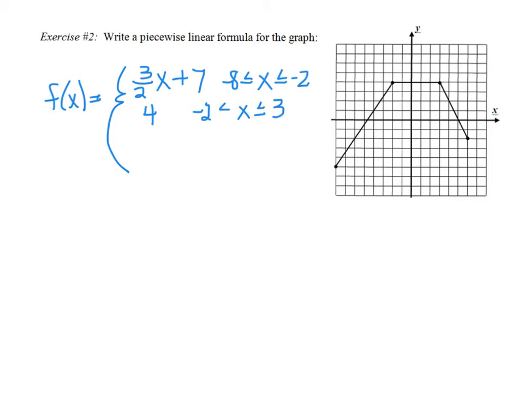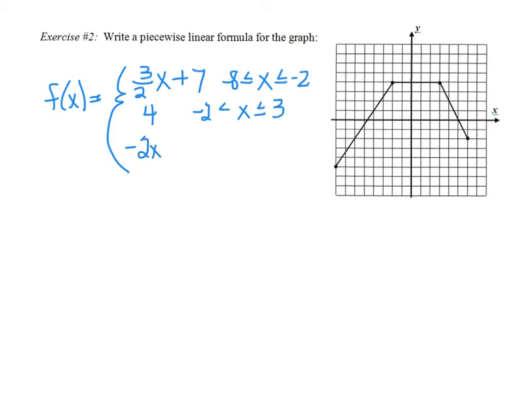Now for the last part of this piecewise function, it's going to be a little bit harder to tell what the y-intercept is going to be. So I'm going to look carefully at this and say, let's count out the slope again. And I see that I'm going down 2 over 1, down 2 over 1, down 2 over 1, which means that the slope is going to be -2, and I put that in front of the x.